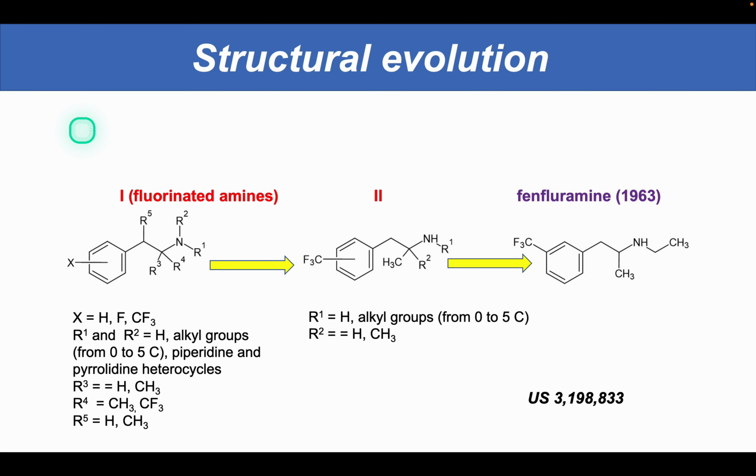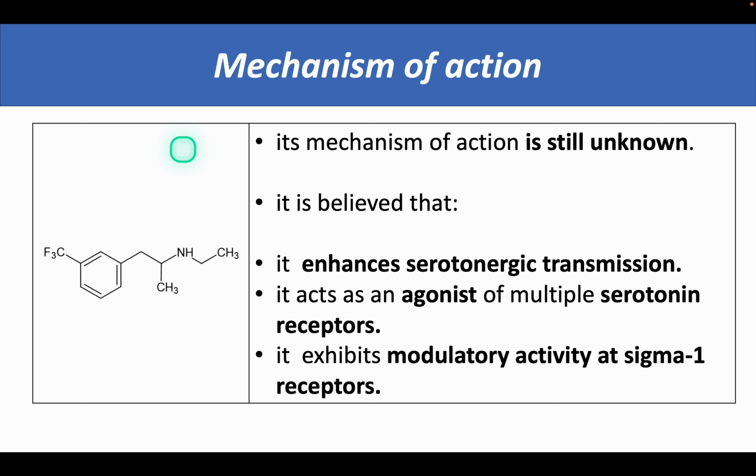We can say that this drug originates from research on fluorinated amines with the general structure 1, which gave rise to the general structure 2, where the trifluoromethyl group can bind to various positions on the benzene ring. Additional optimization efforts culminated in fenfluramine. Its mechanism of action is still unknown.